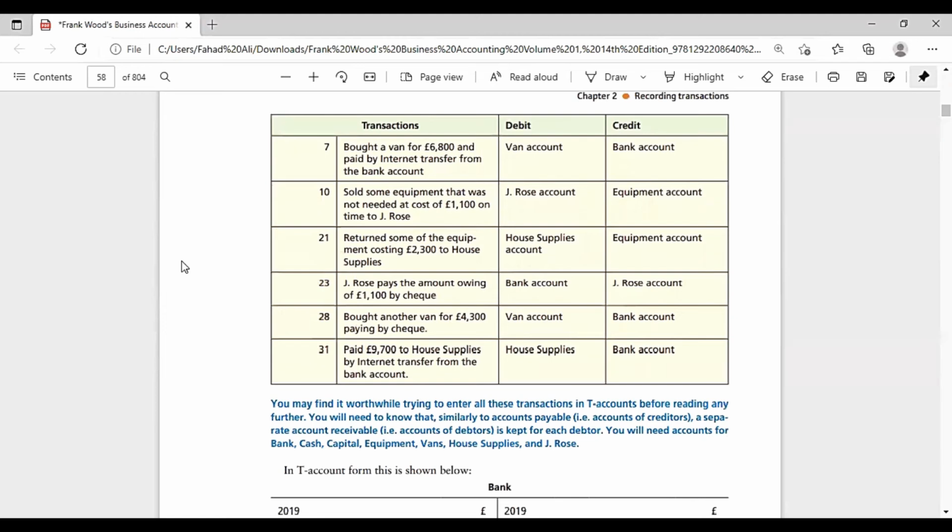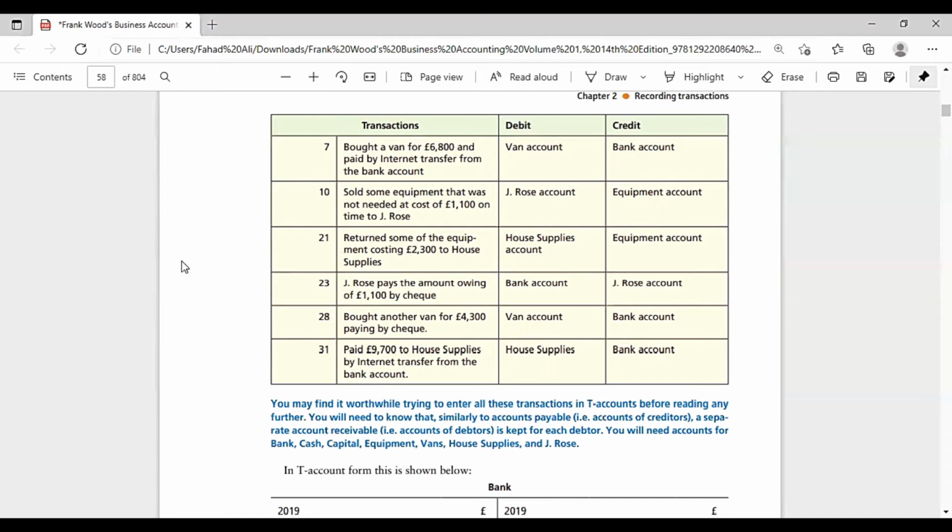Then we have bought a van, 6800 paid by internet transfer. Internet transfer from the bank account means van debit and bank credit. Sold some equipment that was not needed at cost of 1100 on time to Zeros: Zeros debit and equipment credit. Returned some of the equipment costing 2300 to house supplies: house supplies account will be debited and equipment account will be credited. Zeros pays the amount owing of 1100 by check, so Zeros credit and bank debit.